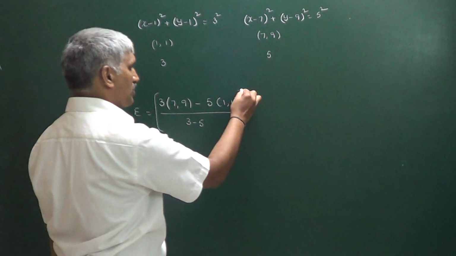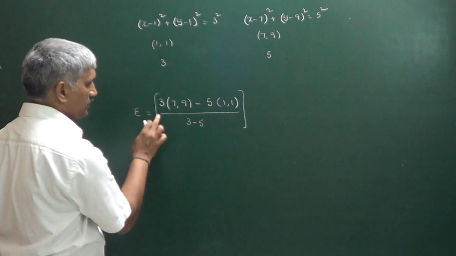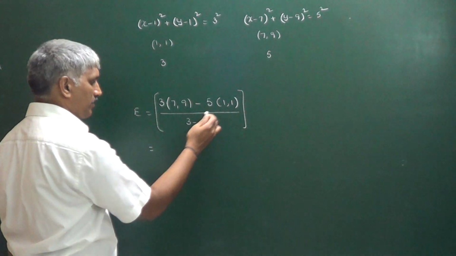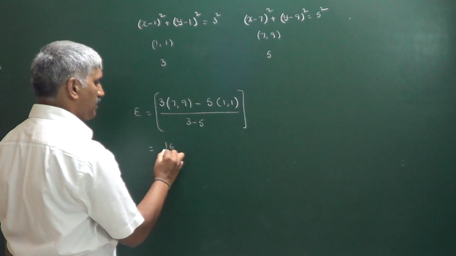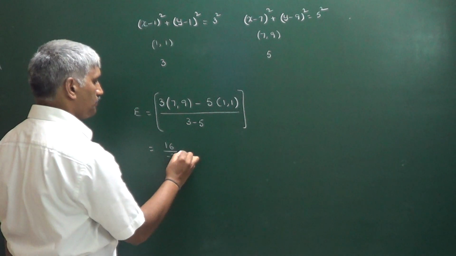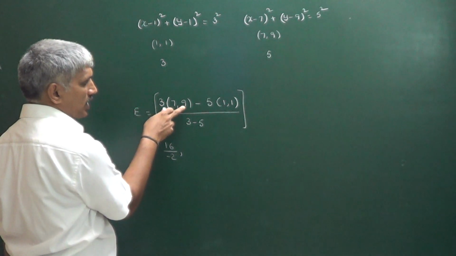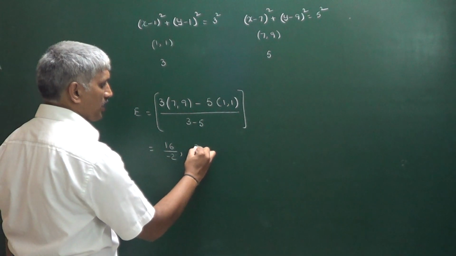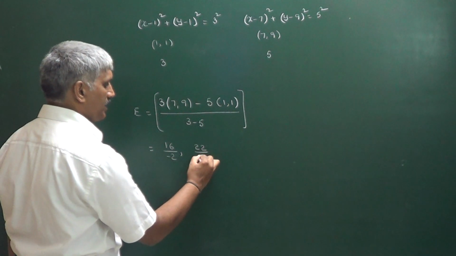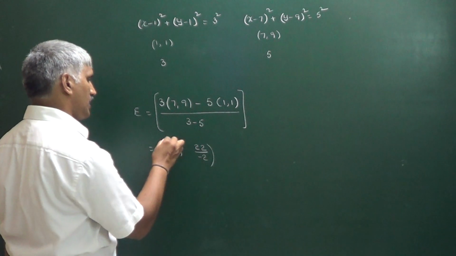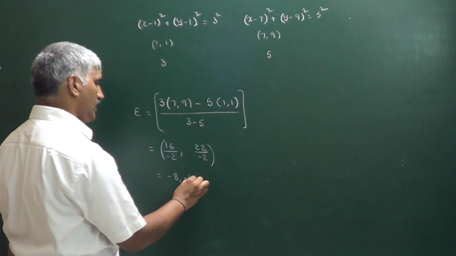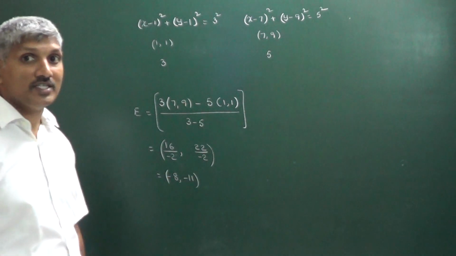But how do we find the point here? The x-coordinate: 3 sevens are 21, minus 5, so you get 16, divided by −2, which is −8. Next, 3 nines are 27, minus 5, that means 22, divided by −2, so we get −11. So (−8, −11) is the external center of similitude.